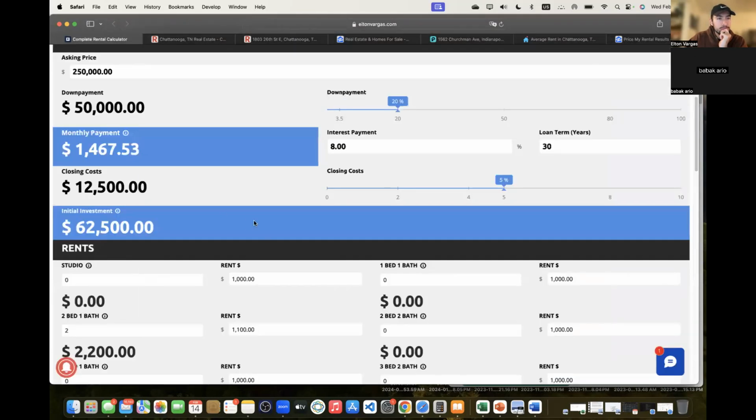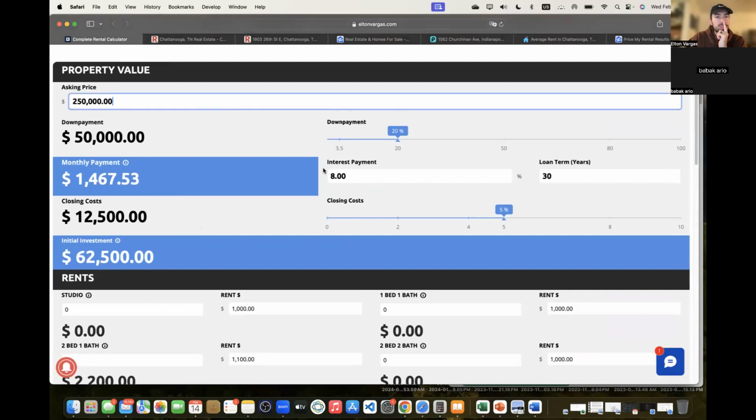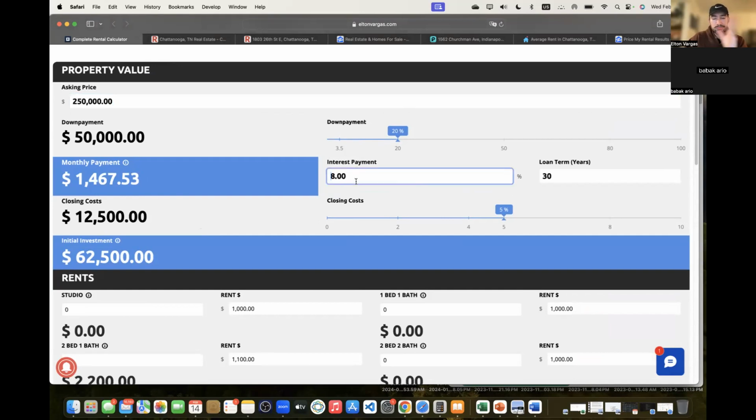So let's go back to the numbers. So this property is selling for 250. My down payment will be 20%. I can do less if I wanted to, but let's just go based on it. Interest rate 7.5, maybe 8%. I'm gonna play it safe right now with 8%. Closing costs, I'm not gonna ask the seller to pay closing costs in this case. If I want to, then that's why I'm able to get a way better deal. Closing costs range between 2 to 5%. So I'm gonna go with like 4%. So I need $60,000 to close on the property.